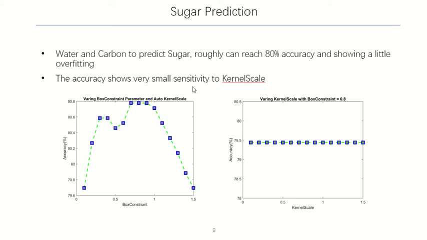After I found the peak accuracy by varying the box constraint, I found the box constraint is equal to 0.8, and then I varied the kernel scale with this box constraint value. The accuracy does not change very much. It's always like 79.5% accuracy. So these are the results that I got from using the support vector machine to predict the calories class.